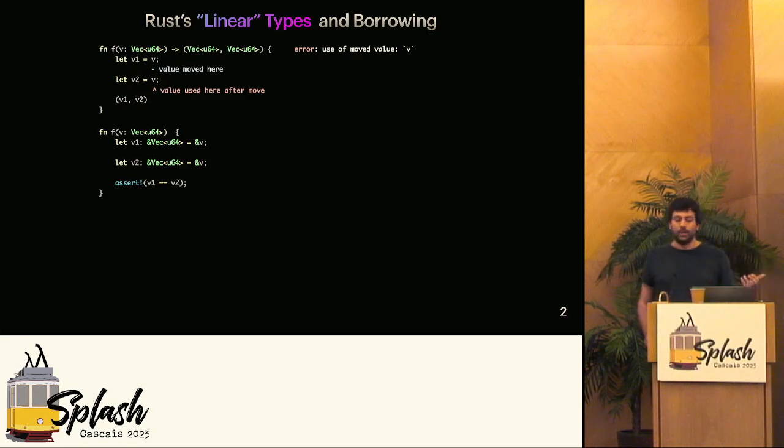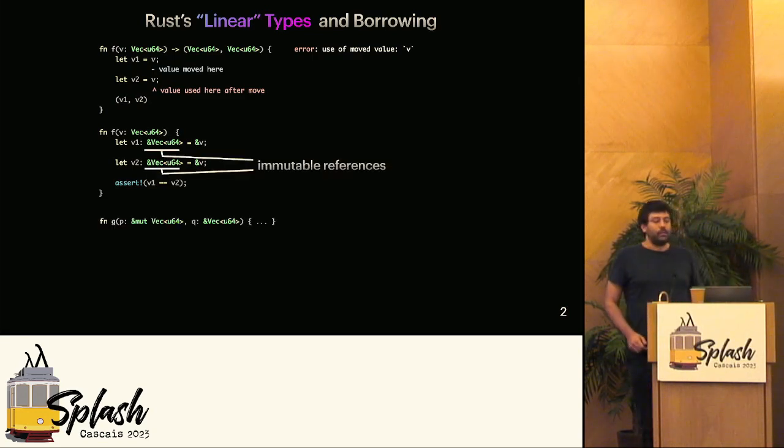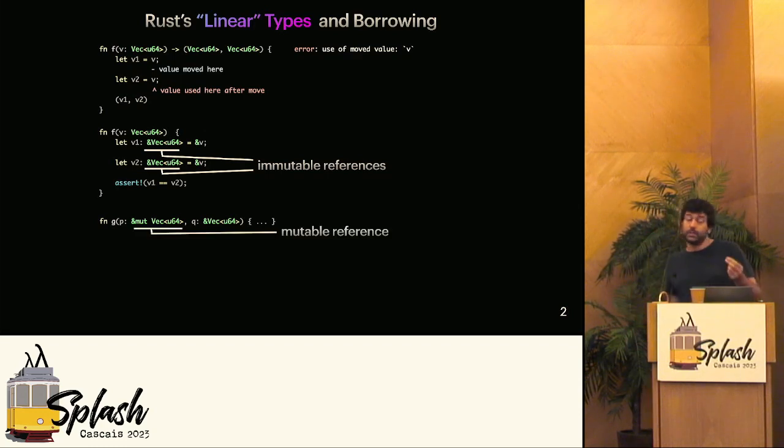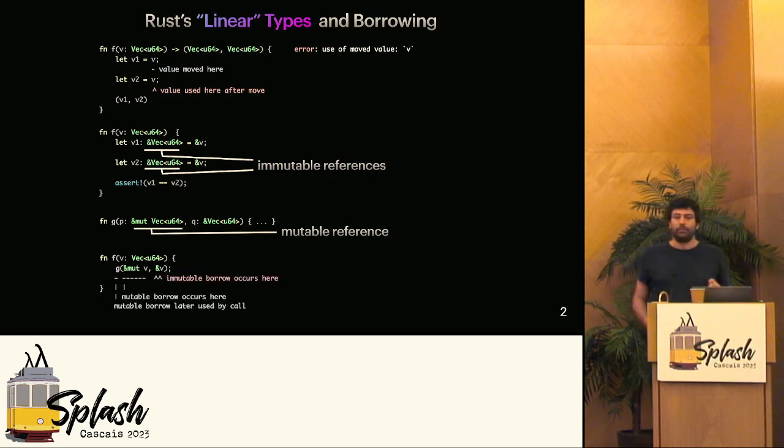references, as many as you want, to a certain value. Or alternatively, you can grab a unique or exclusive mutable reference to a certain value, like in this parameter here to function g. But if you were to try and pass v as both a mutable and immutable reference, again, we will get an error because we will be aliasing this mutable reference with an immutable one.